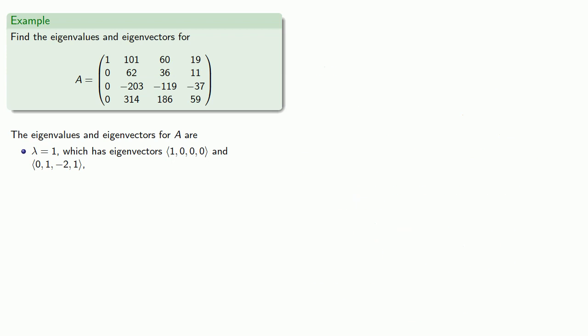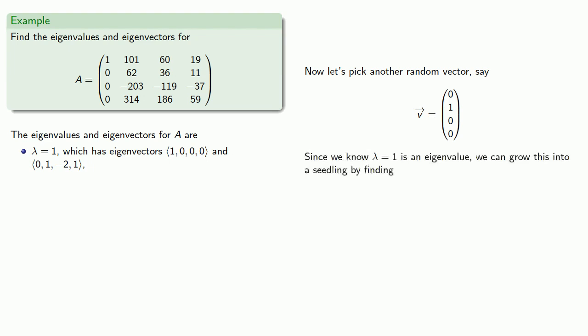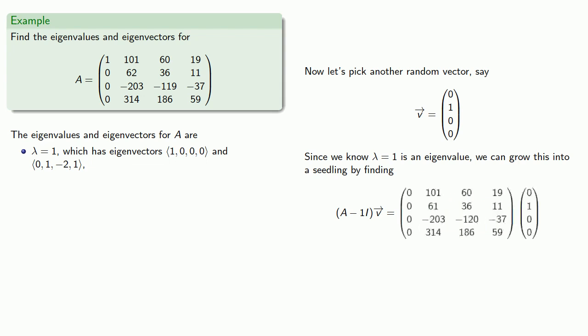Now, because this is a 4x4 matrix, we could have up to 4 eigenvectors. So let's pick another random vector, and this time we'll go with the exciting new vector. Okay, so excitement is relative. But since we know lambda equals 1 is an eigenvalue, we can grow this seed vector into a seedling by finding A minus I applied to v. And so that's going to give us this, and this will be our seedling vector.